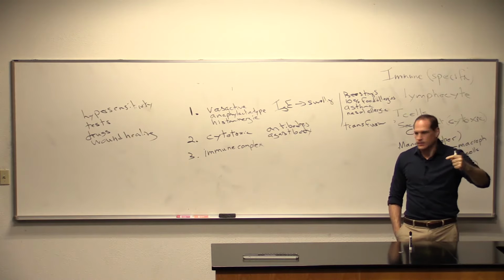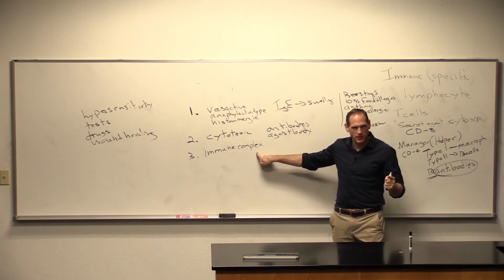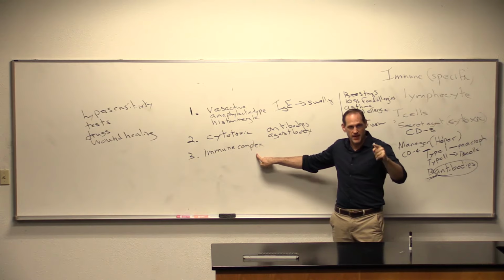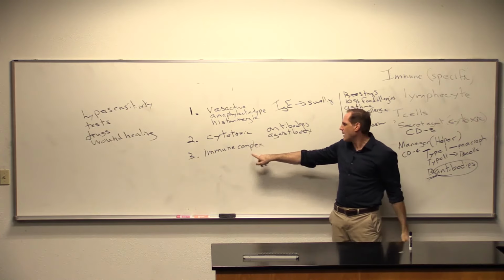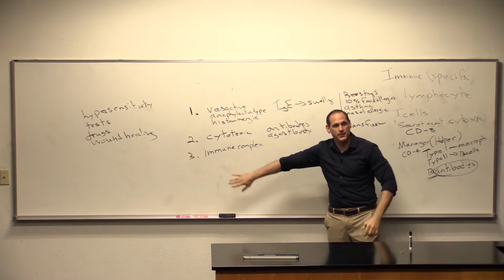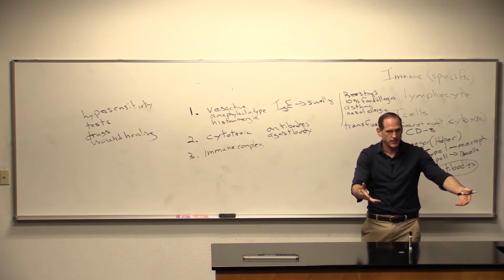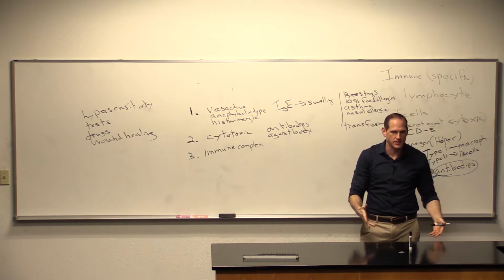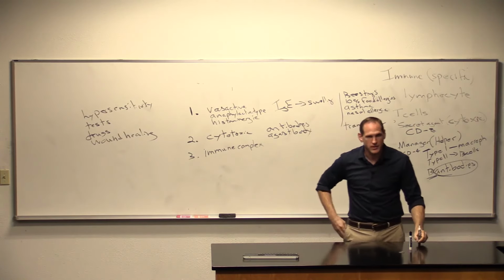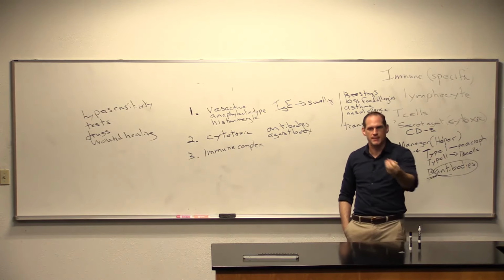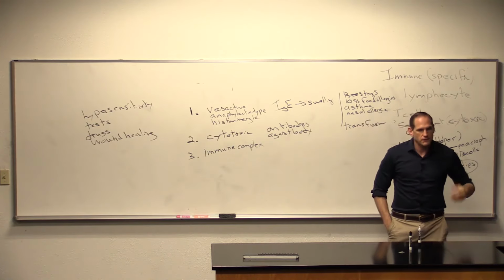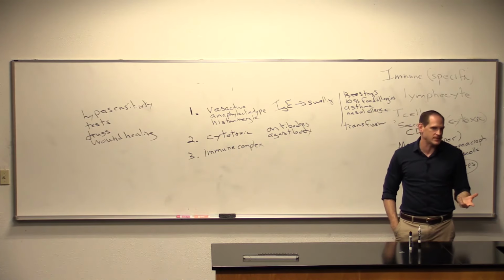So, wait a minute, complex. I've heard that word before. Where did you hear it before? Antibody antigen complex, which is one of the classical pathways to activate complement. So what happens is you have an antibody antigen complex that activates complement. And the complement cascade causes a large amount of inflammation, and that inflammation begins to damage the body. So inflammation is supposed to be helping, but in this case it's hurting.